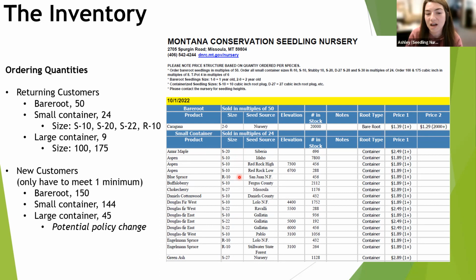It's just a different style pot that the seedling is grown in so that the roots do not grow through the styrofoam block that these others are grown in. And then S27, same thing, 27 cubic inches of soil.